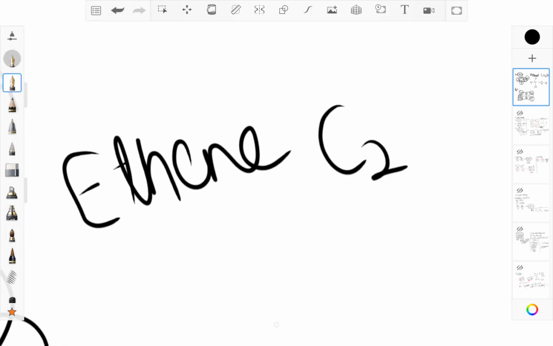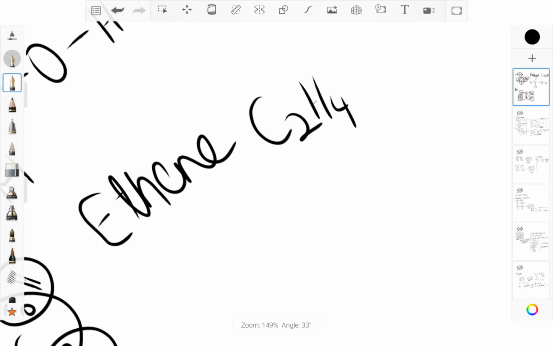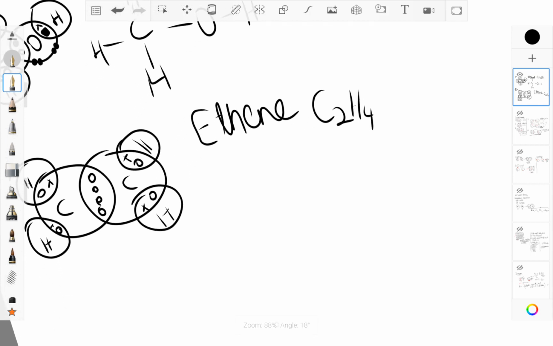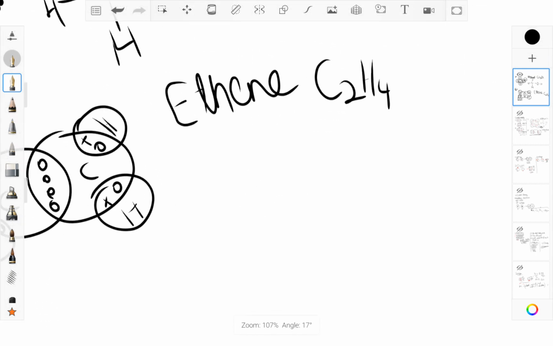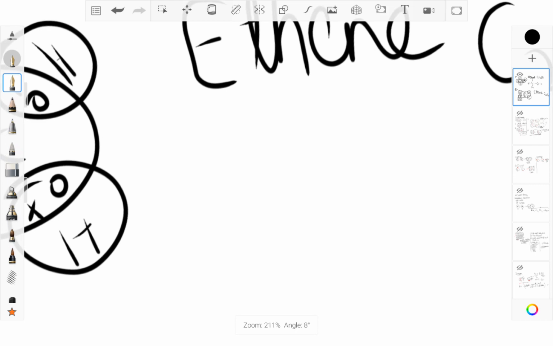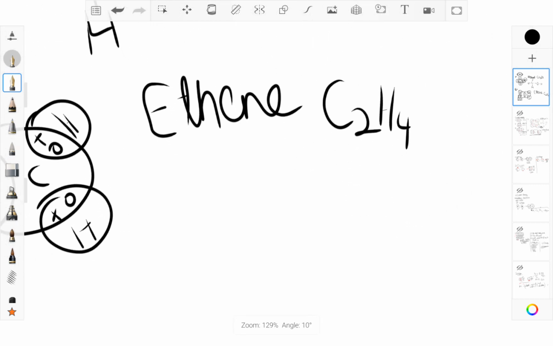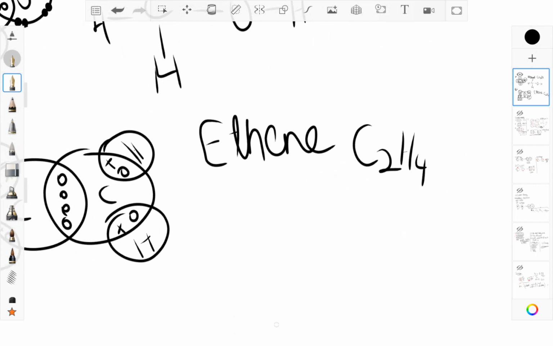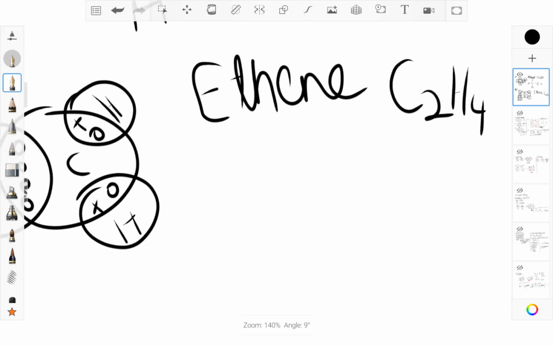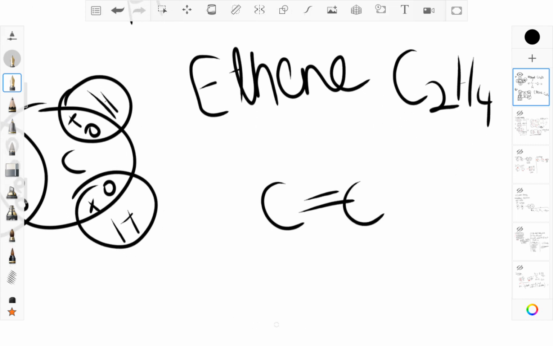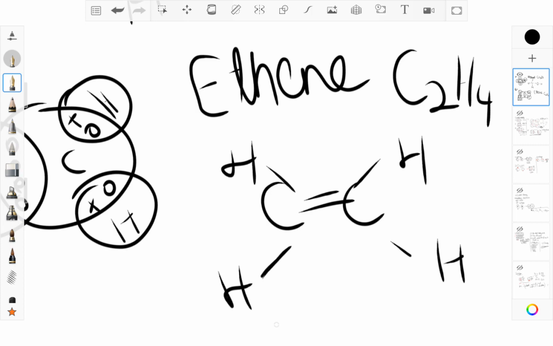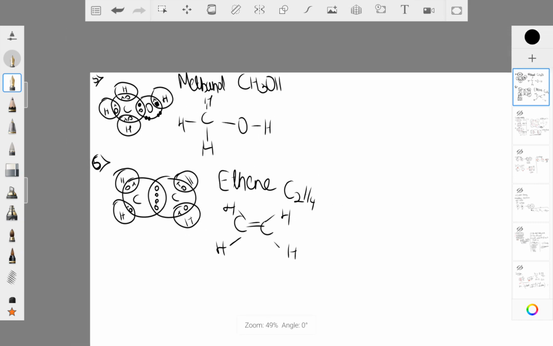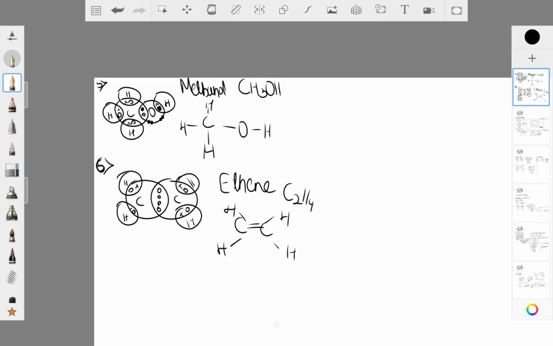It's C2H4, right? And again, it's very similar to what we've been doing so far. The only thing I'll say is that there is a double bond between the carbon atoms. So you can see it's like this: H, H, H, and H. And that's about it for covalent compounds.